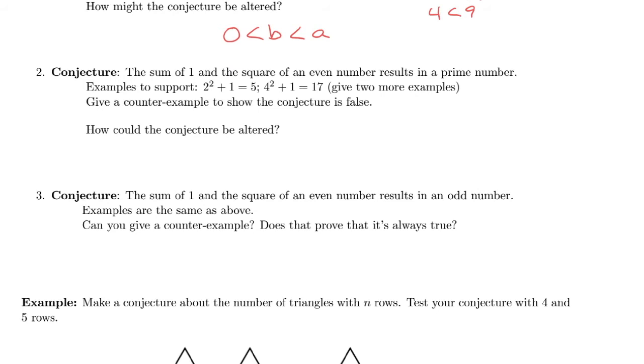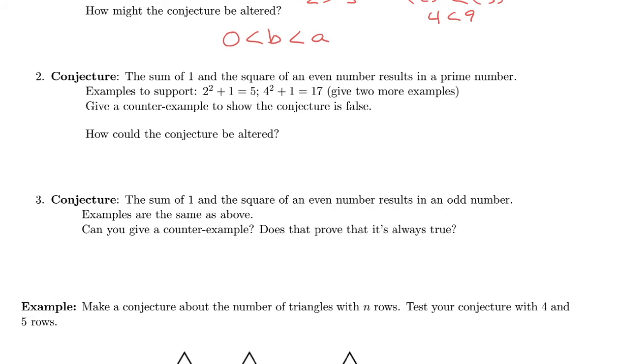The sum of 1 and the square of an even number results in a prime number. So 2 squared plus 1 is 5. That's prime. 4 squared plus 1 is 17. There we go. So we're going to give 2 more examples. It doesn't take long to find a couple more. I know that 10 squared plus 1 is 101. That works. 101 is a prime number. I know that 6 squared plus 1 is 37, and 37 is a prime number.